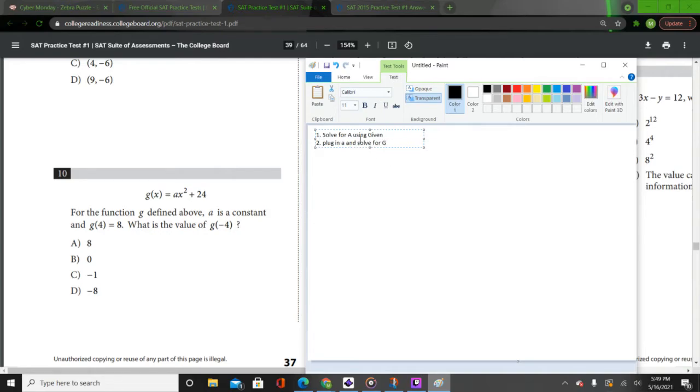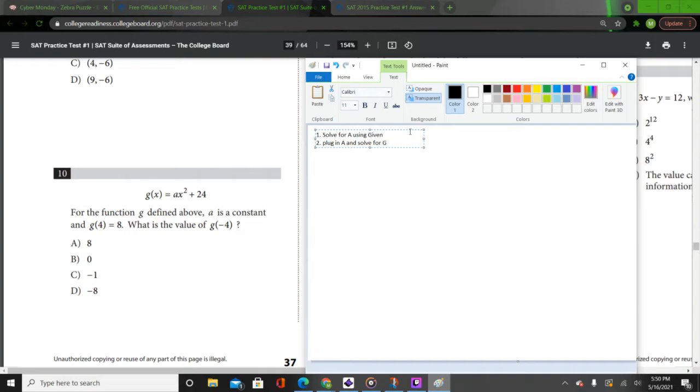So one, we're going to solve for a using the given, g of 4 is equal to 8. And two, we're going to plug in a, I'll make it capitalized, and solve for g. We'll solve for its value in the previous step, so we'll plug it in. We'll plug in negative 4 for x, and then we should be left with the g value. Now, what I was saying before about there possibly being two solutions is technically possible. A could either be positive or negative. That is most certainly true.